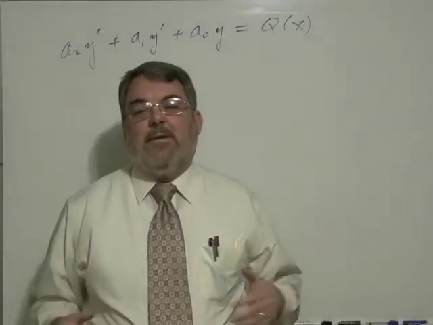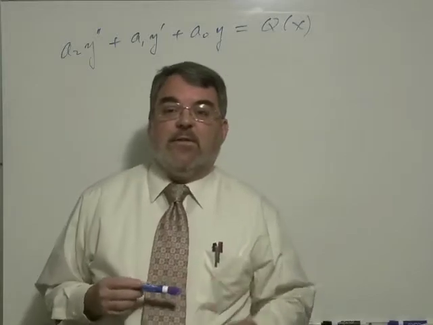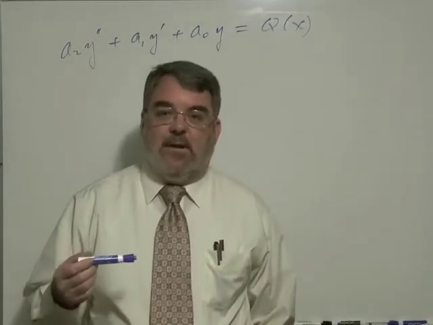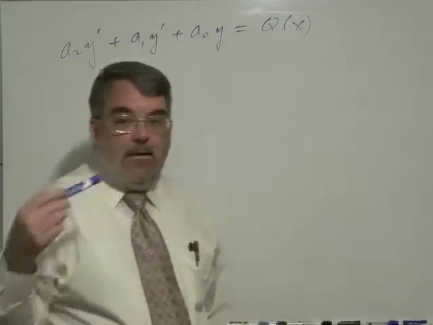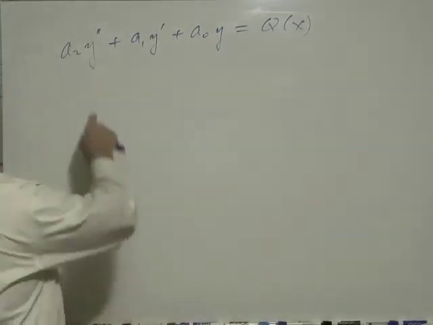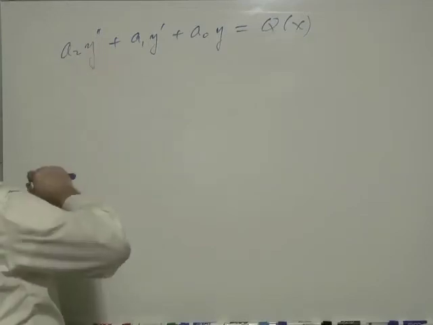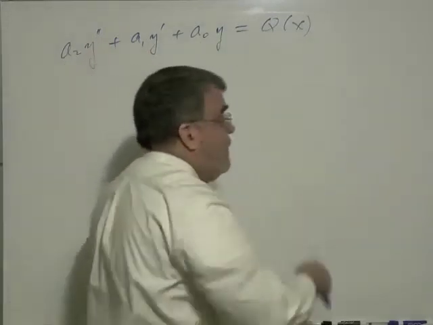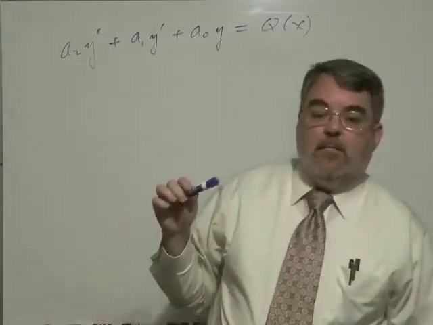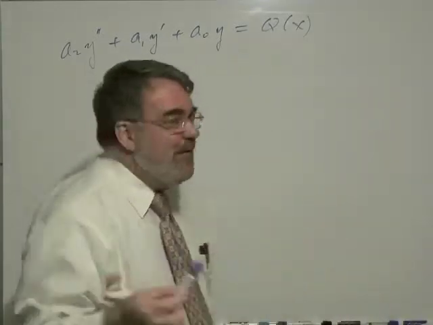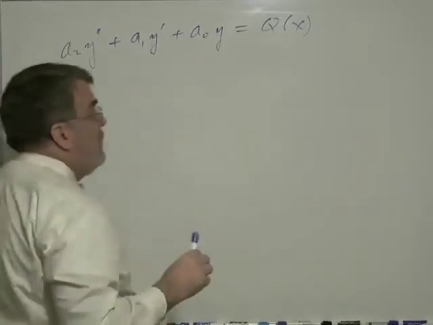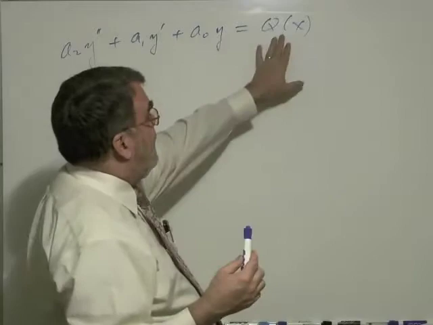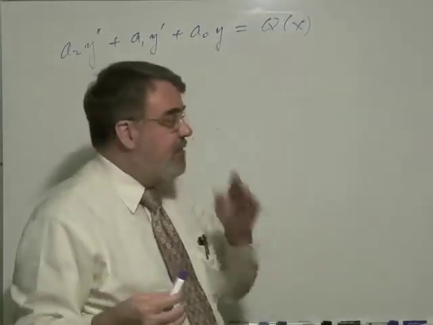I want to wrap up the method of undetermined coefficients by looking at what problems can be solved by using this technique that we've been studying. And the general problem for second order would be a2 y double prime plus a1 y prime plus a0 y equals q of x, where we have constant coefficients a2, a1, a0, second order, and it's non-homogeneous. The right-hand side is a function of x.